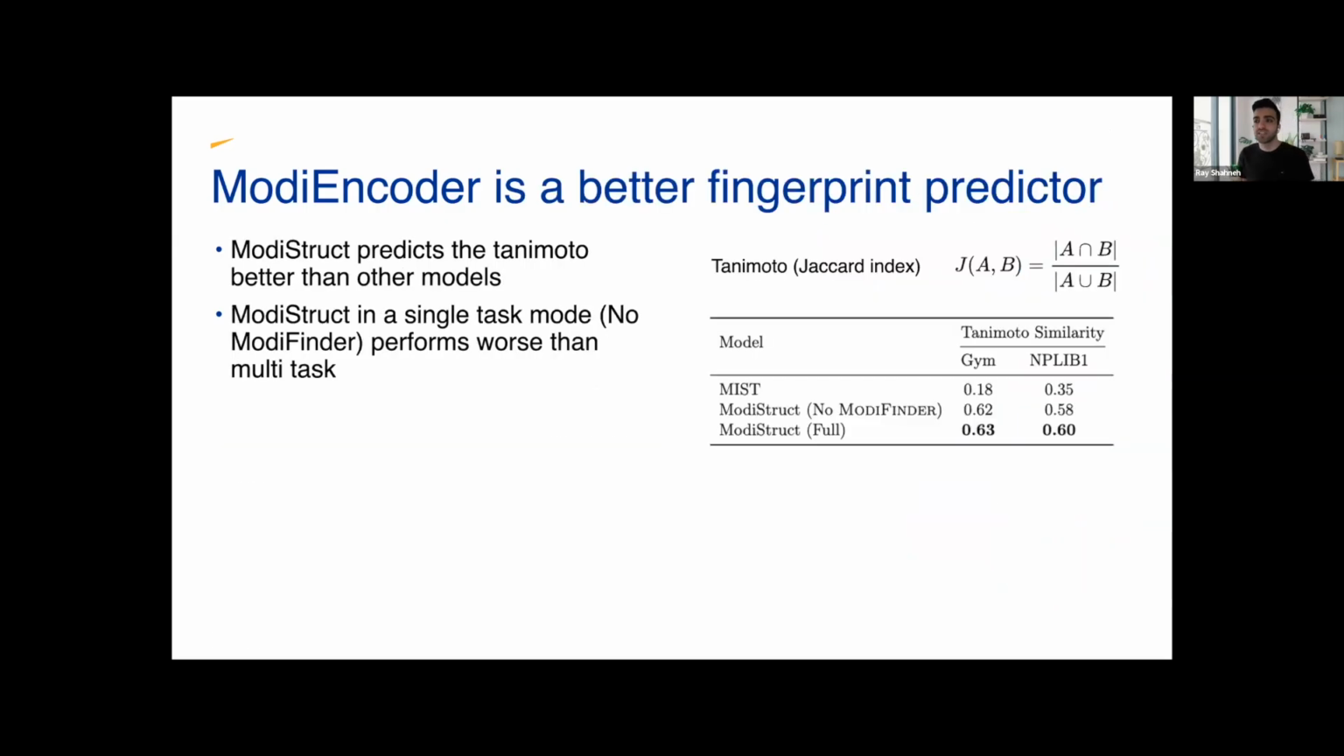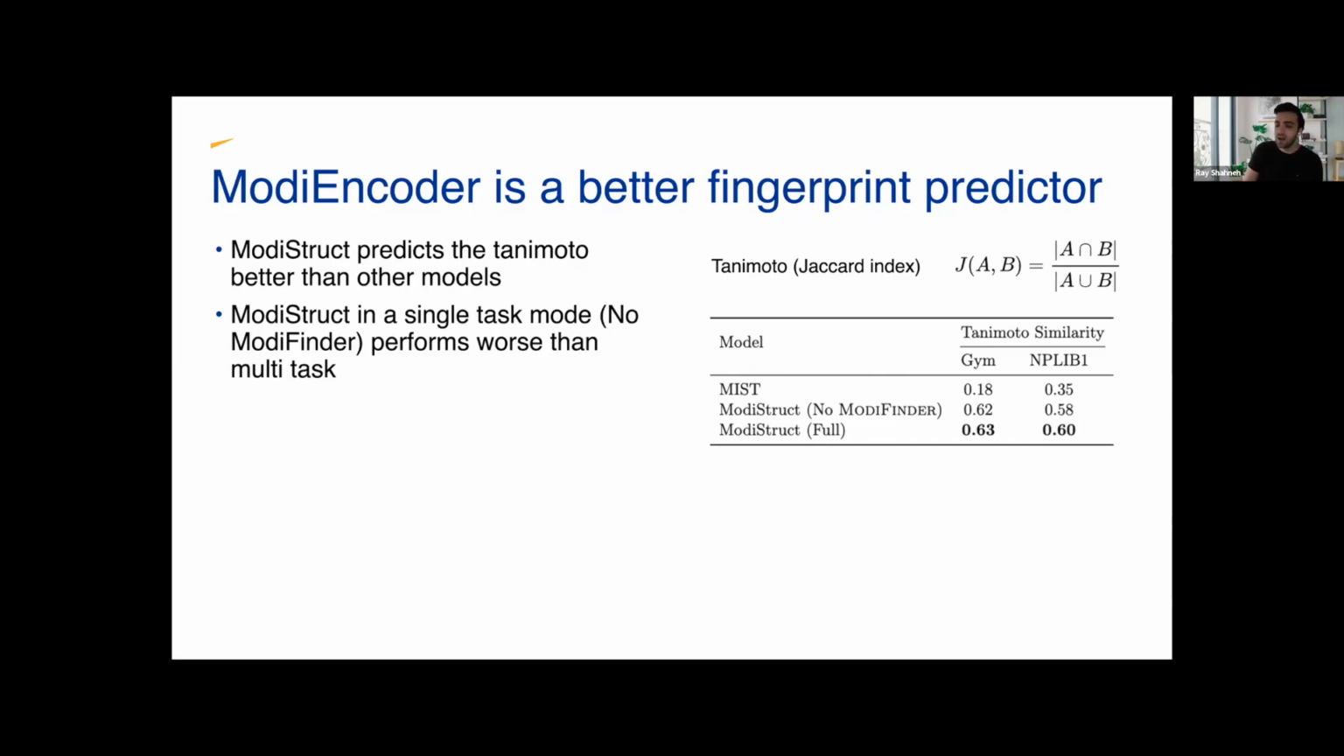So one thing we saw was that even though we trained Modistruct to provide a final molecule, it is even better at predicting the fingerprint than MIST, which was one of the models that we use as part of this module. So we can see that the idea of just predicting the changes instead of predicting the final result is applicable in this area. So here we can see that Modistruct full is outperforming MIST.